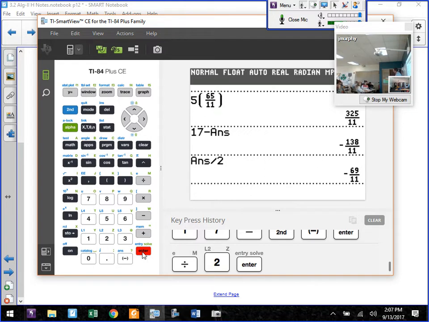It's again back in a crummy fraction. It's perfectly fine that you got crummy fractions because it happens all the time. So your solution set in this case would have been negative 69 over 11, comma, 325 over 11. Does that make sense? So you weren't wrong by getting crummy numbers. It happens.